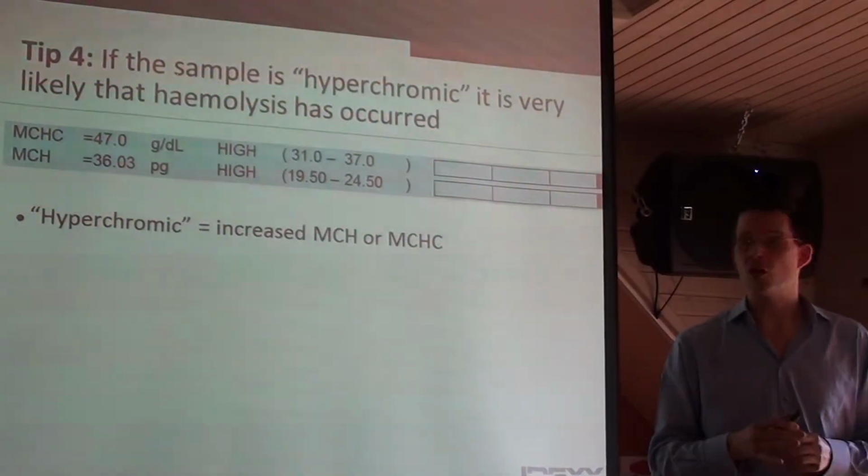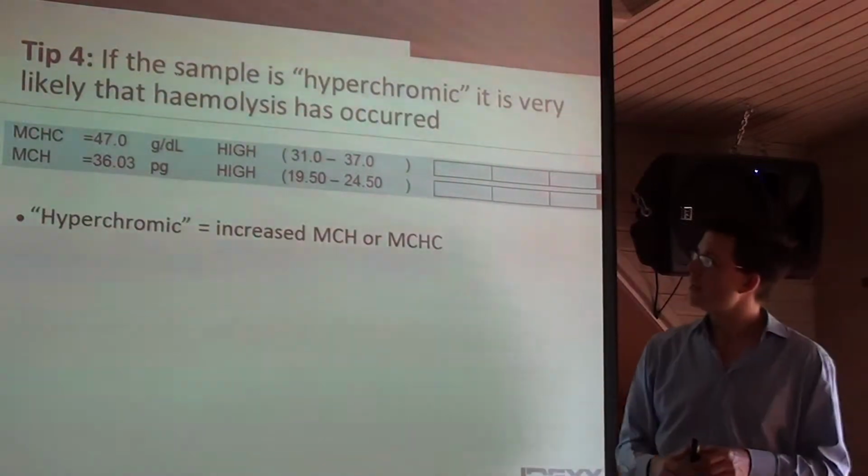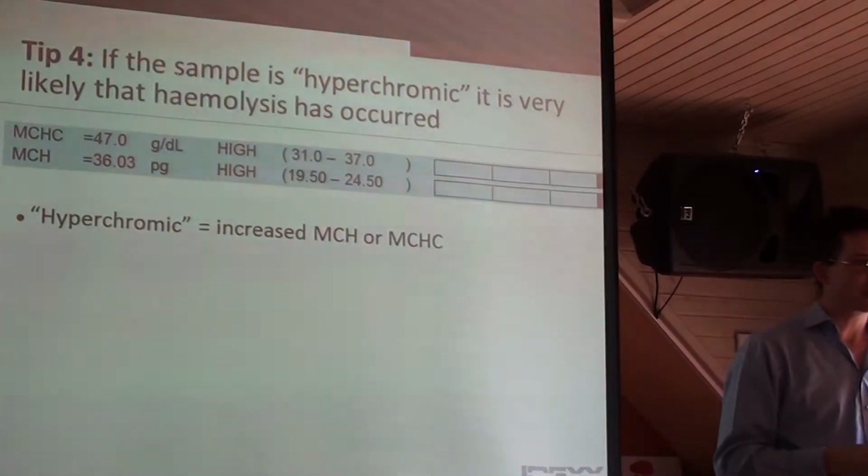So the term that we use if these values are high is to describe the sample as hyperchromic.